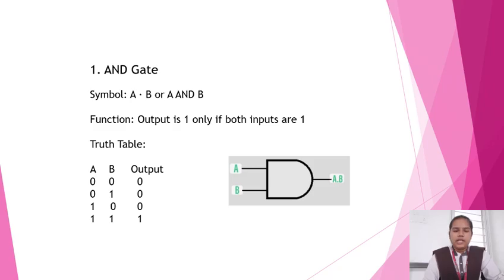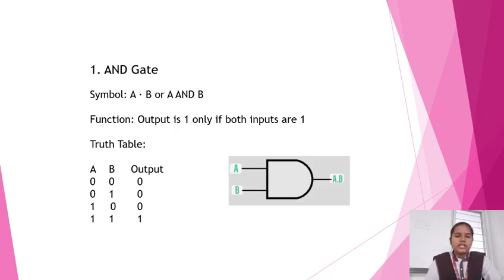First one, AND gate. The symbol of the AND gate is A dot B or A and B. The function of the logic gate is output is 1 only if both inputs are 1. The symbol of the AND gate is as shown in the figure. The truth table of the AND gate is below. We take inputs as A and B and output as output.